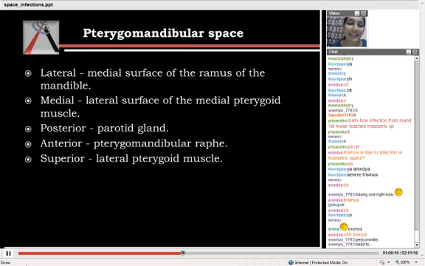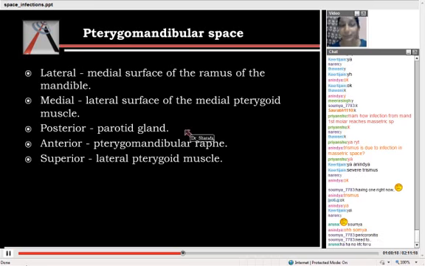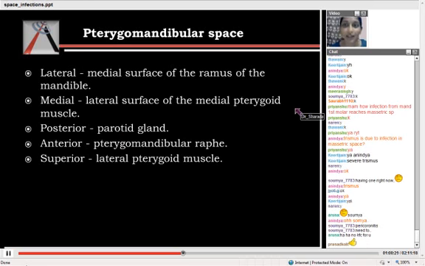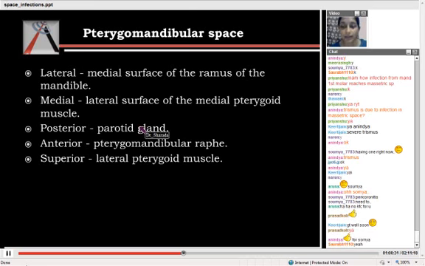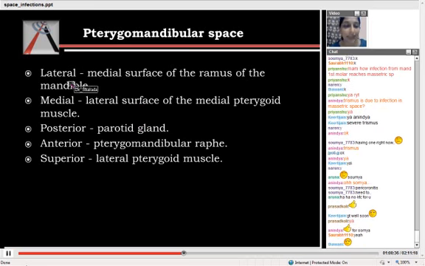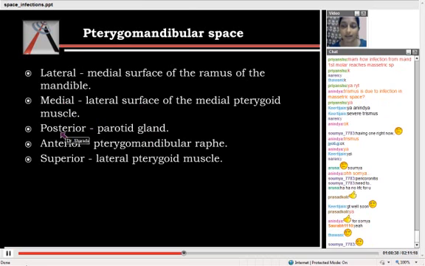Okay, fine. So posterior, you'll be better able to understand where you can have trismus and where you cannot. Okay. So coming back to this, you know the pterygomandibular space, right? Lateral, medial, posterior, anterior. Anteriorly it's the raphe. That's what you're going to pierce when you're giving your inferior alveolar nerve block.